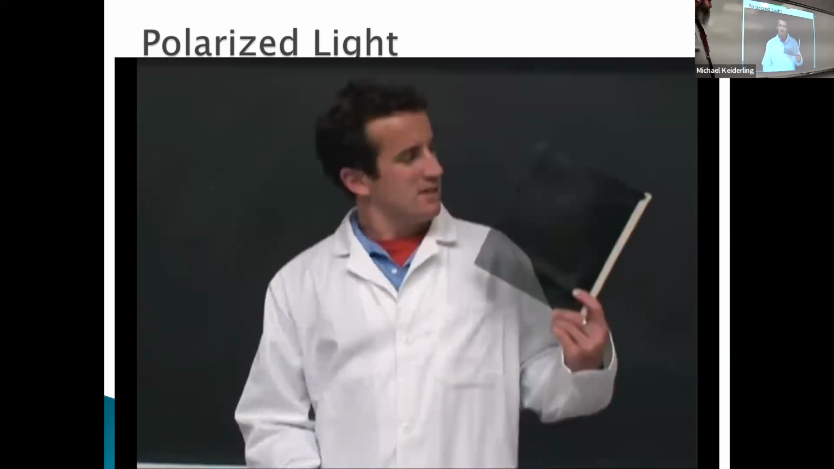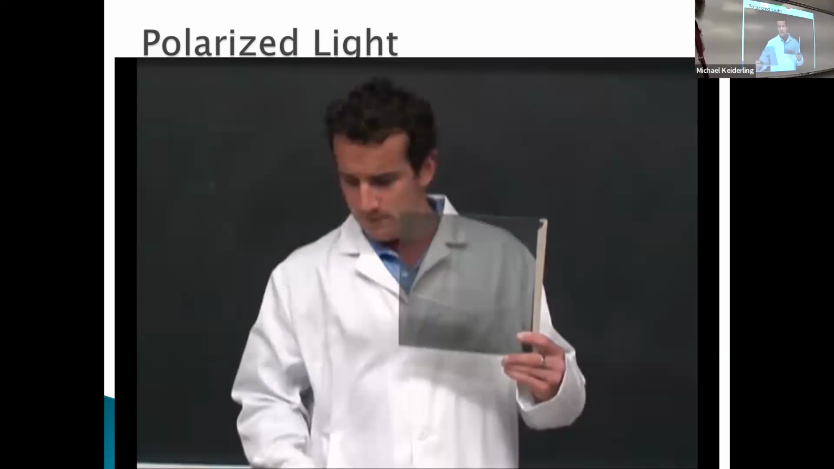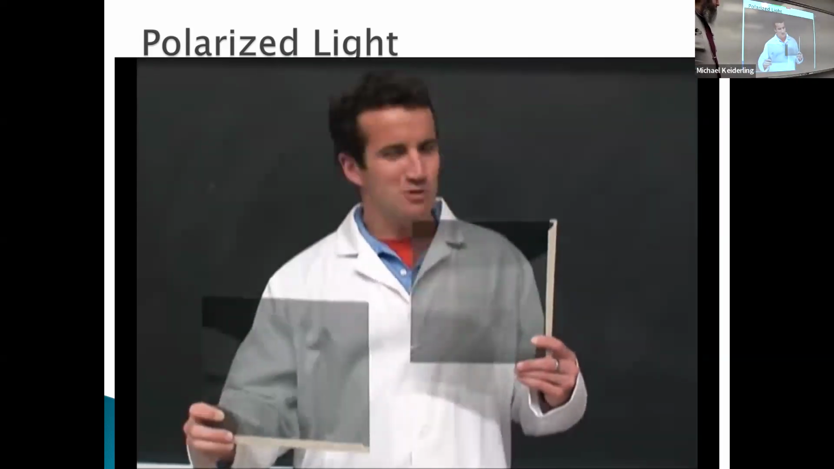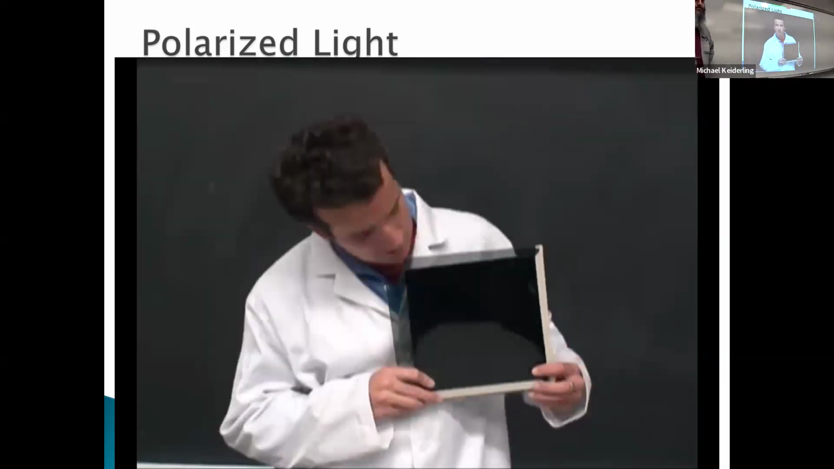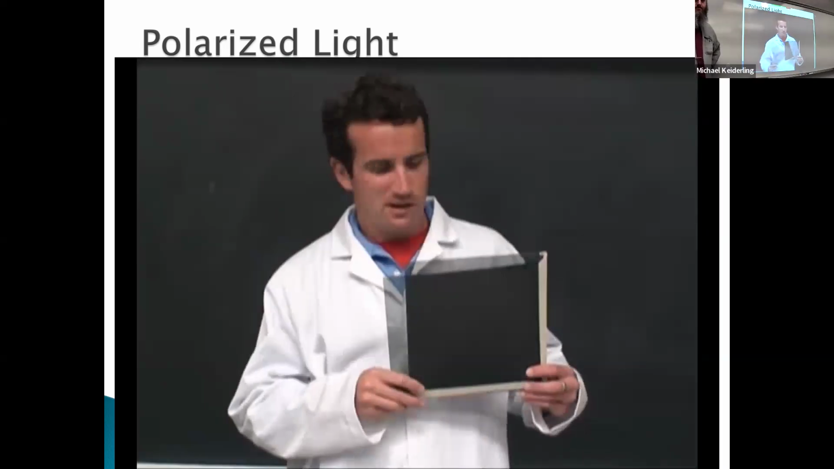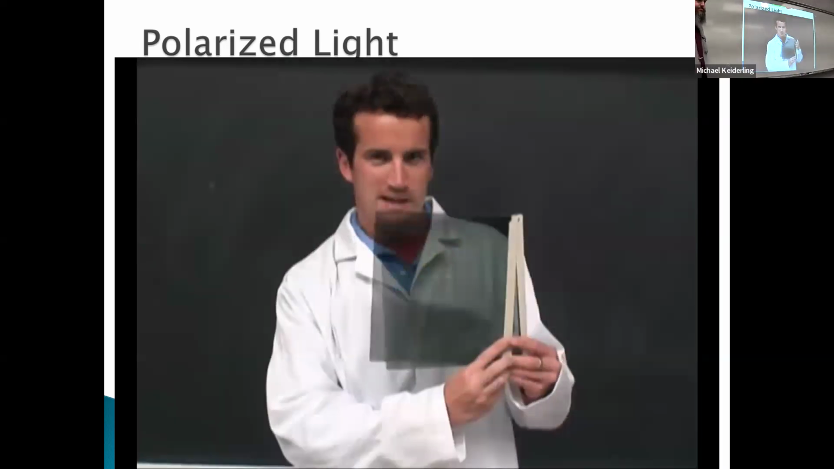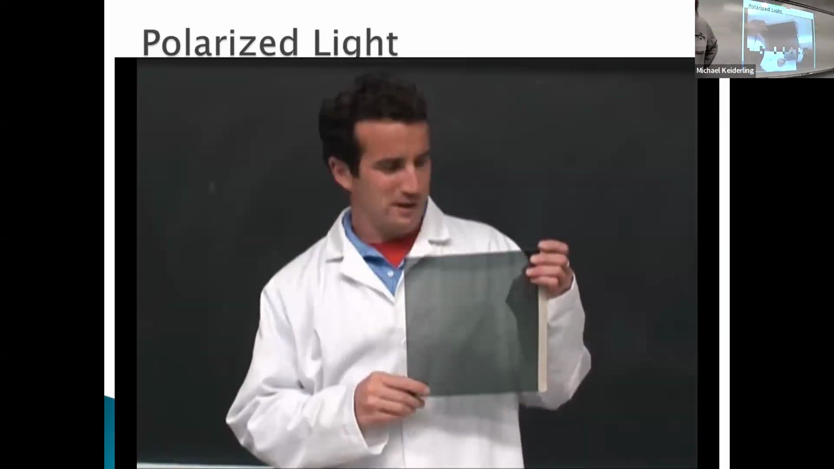This is a polarizer. It's polarizing up and down. This is another polarizer. It's polarizing left and right. When these two are crossed, we get absolute darkness, zero transmittance. But if we cross them the other way, light still gets through. They're polarizing together the same way.